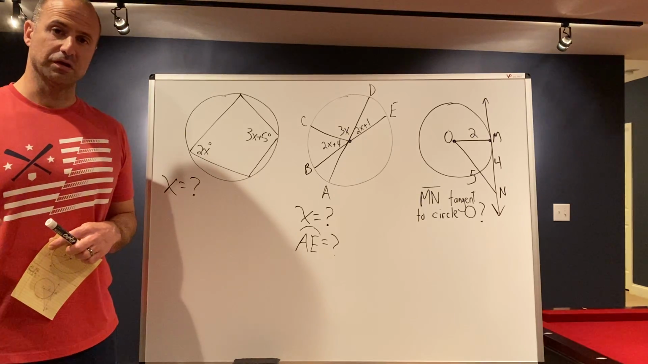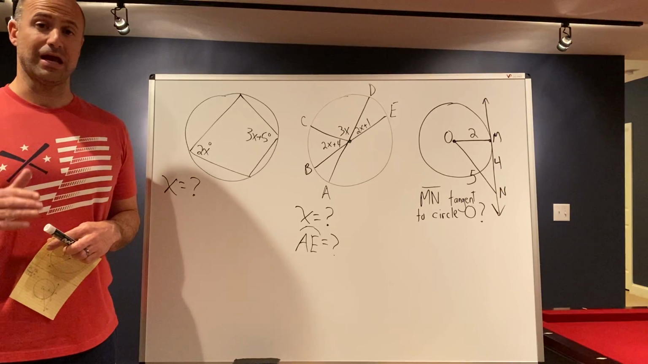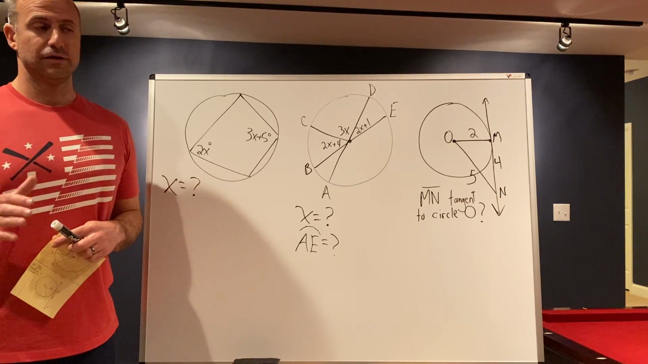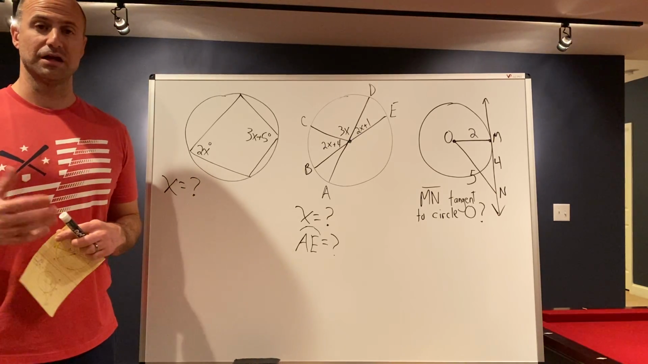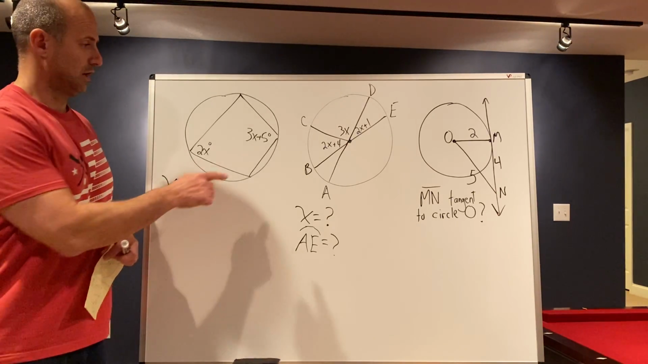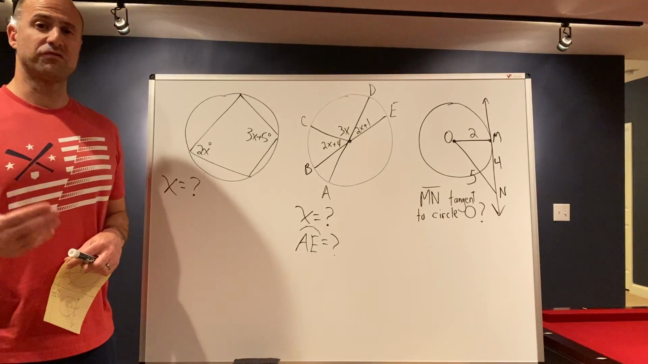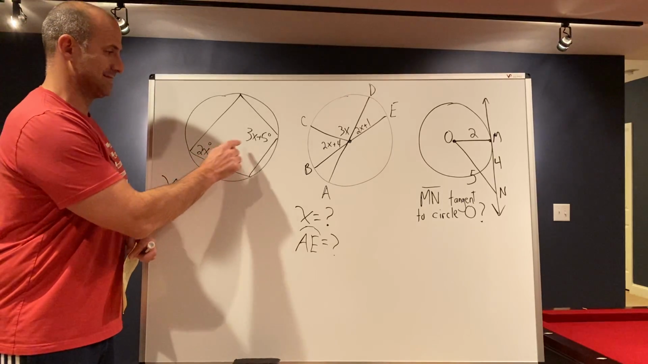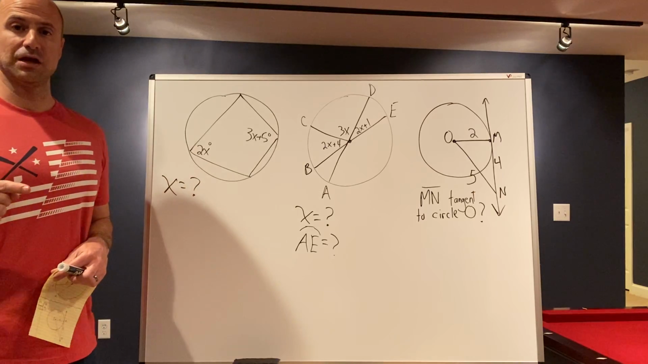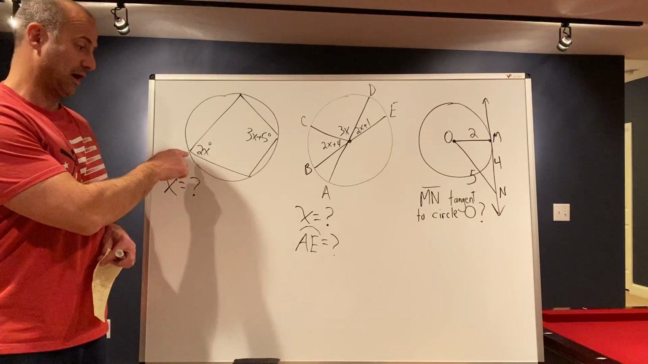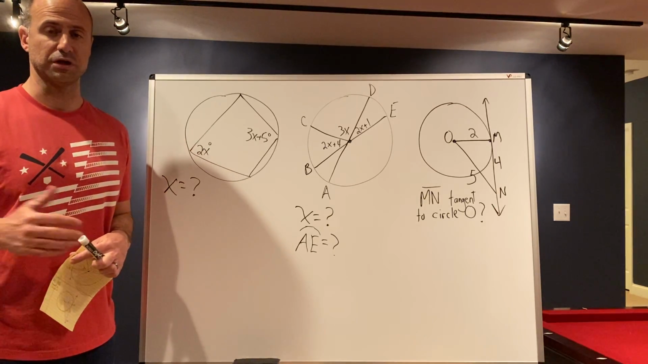One of the things I noticed on that last Google form you turned in was that a handful of people either didn't understand, forgot, or didn't quite get to begin with the idea of a quadrilateral inscribed in a circle. What's the relationship between the opposite angles, whether it's these two or these two? The opposite angles in a four-sided shape inscribed in a circle always add up to 180, meaning they're supplementary.